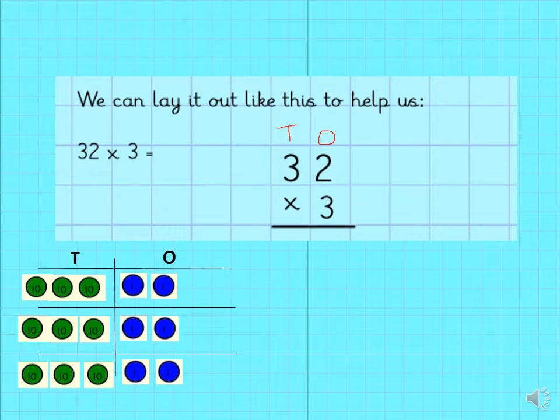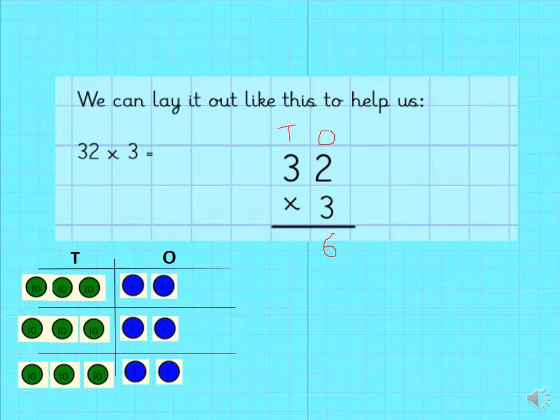So we are going to multiply. Which do you think we're going to multiply first? Do you think we're going to start in the tens column or do you think we're going to start in the ones column? Think back to what we know about column addition. We always start in the ones column, don't we? In case we need to regroup. So 2 times 3, we know that, that's an easy one, that's 6.